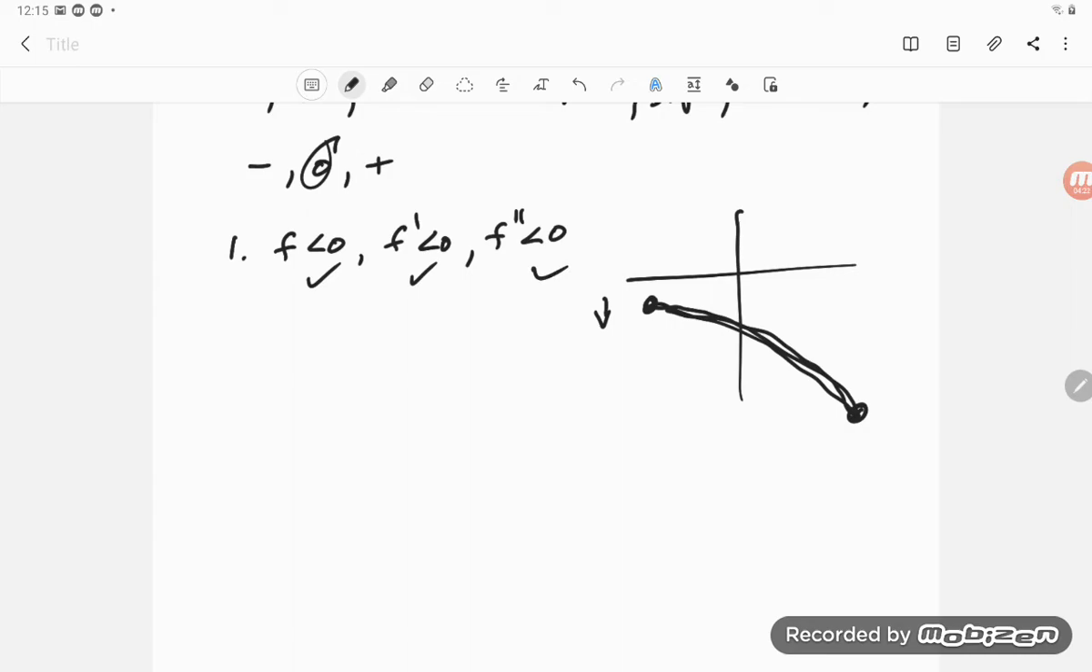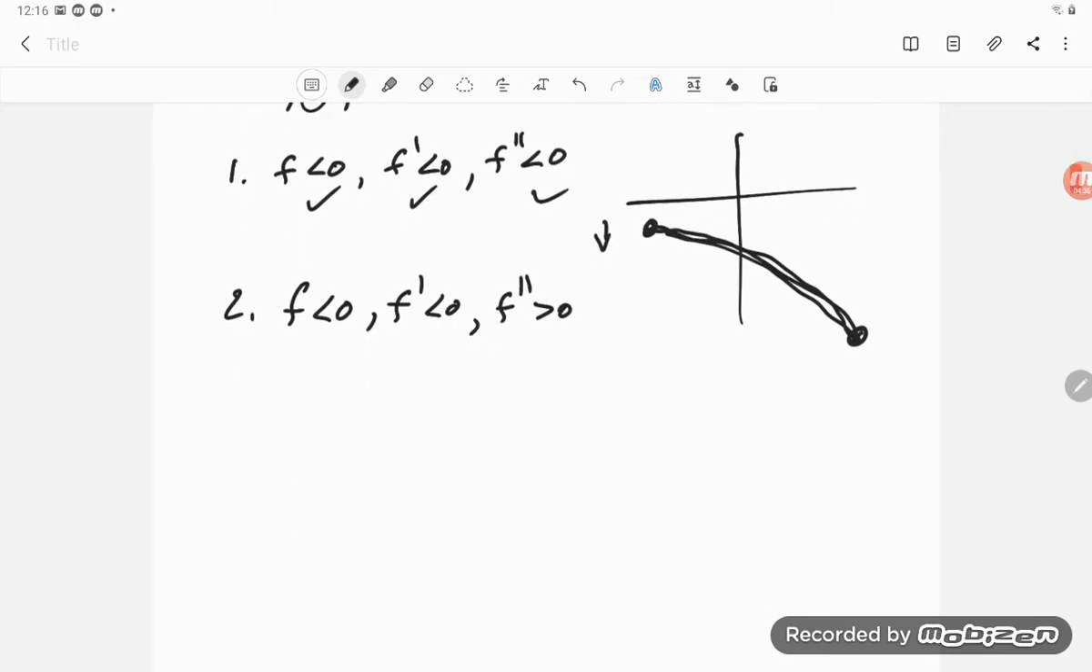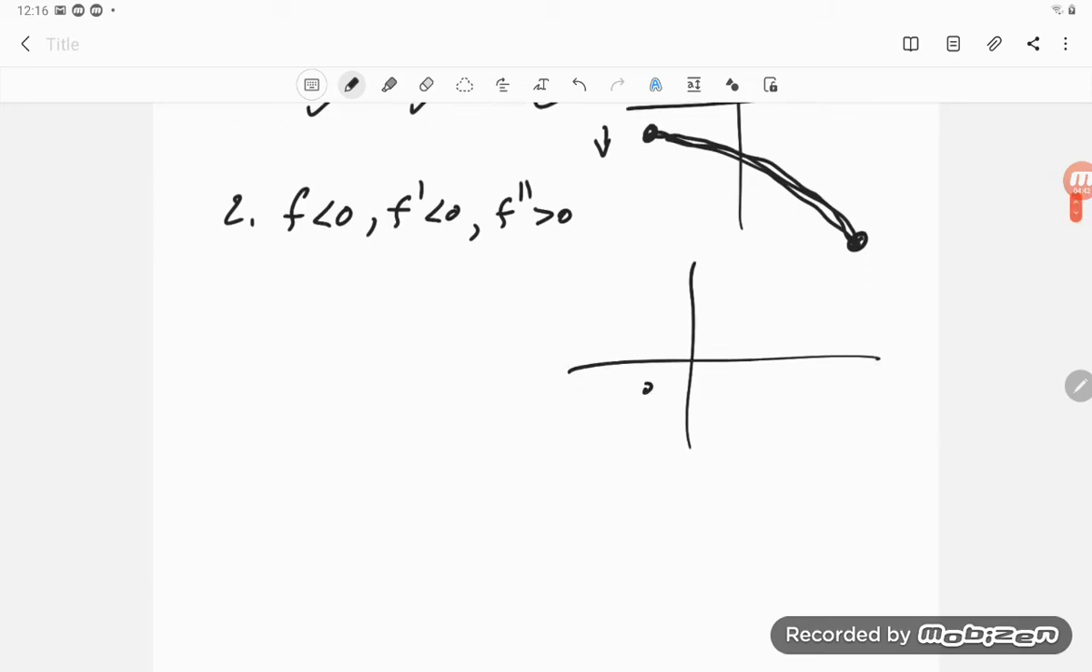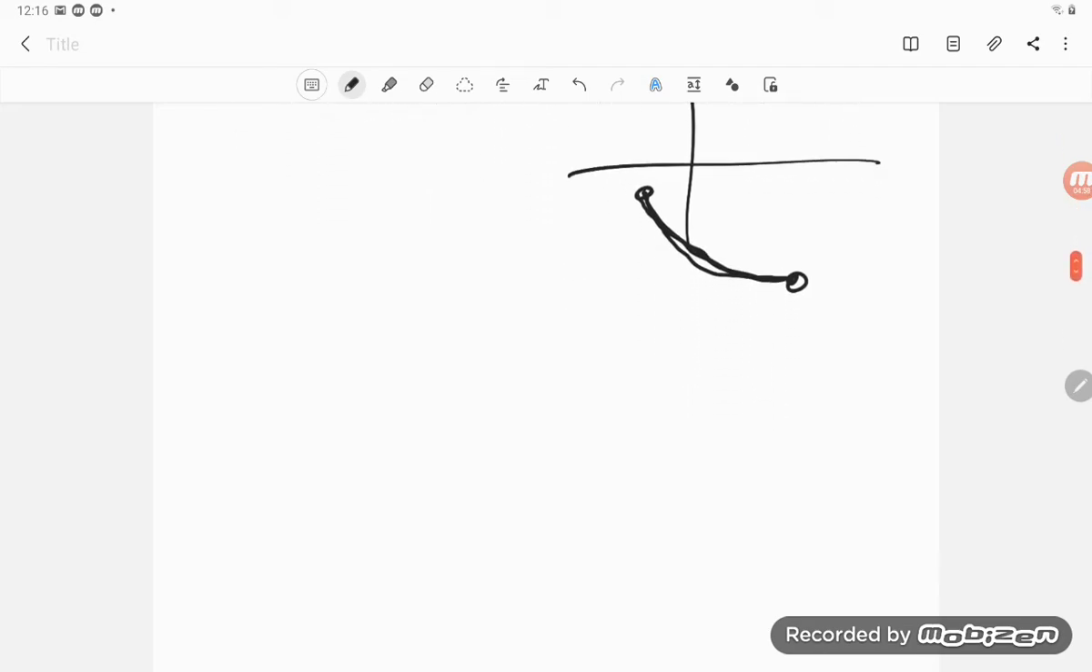That one's done. 2, well, let's keep f negative. Let's keep f prime negative and make f double prime positive. So there's a second thing. Well, the first 2 are the same, so I know I need to be below the x-axis and I need to go down like that. But now it's concave up, so I need to make it cupped up, and there I've made something that fits number 2.